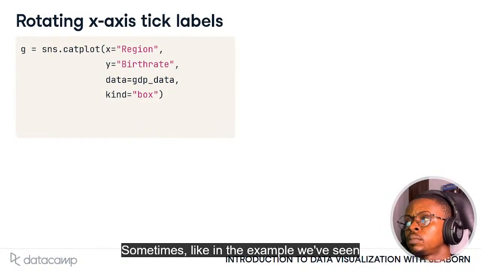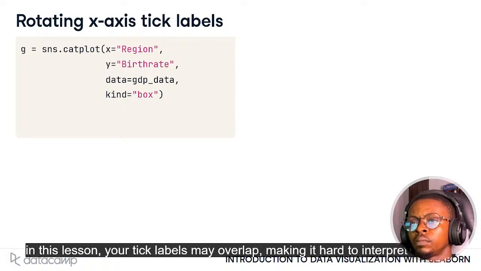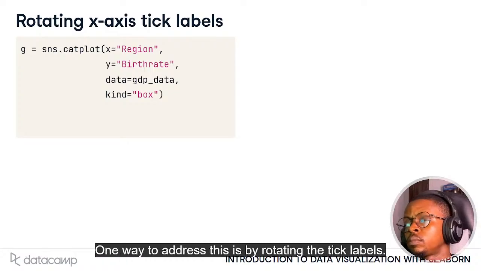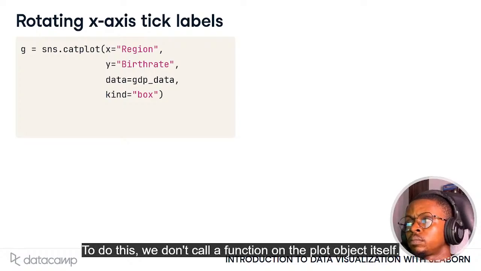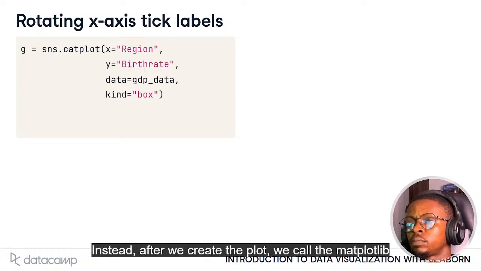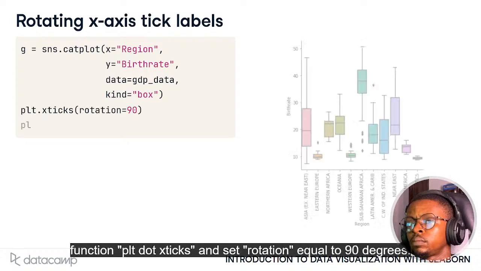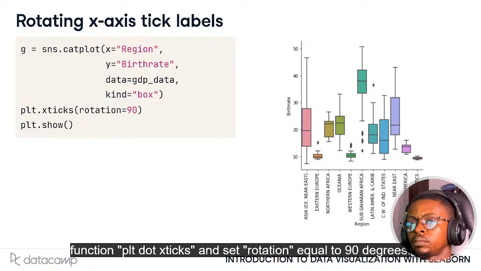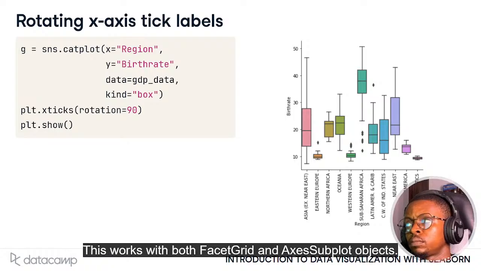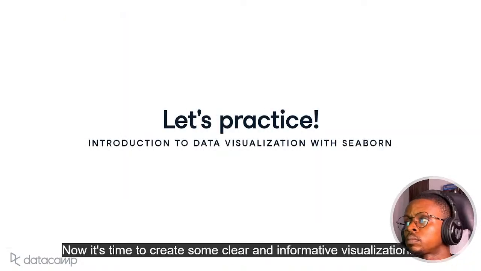Sometimes, like in the example we've seen in this lesson, your tick labels may overlap, making it hard to interpret the plot. One way to address this is by rotating the tick labels. To do this, we don't call a function on the plot object itself. Instead, after we create the plot, we call the matplotlib function plt.xticks and set rotation equal to 90 degrees. This works with both facet grid and axis subplot objects. And that's it! Now it's time to create some clear and informative visualizations.